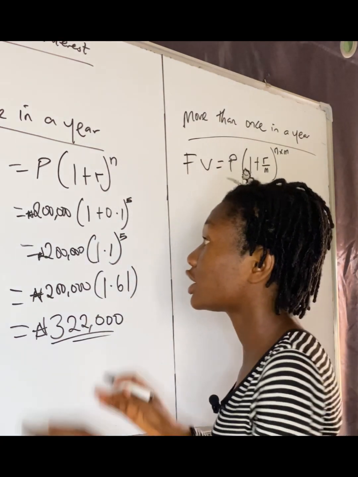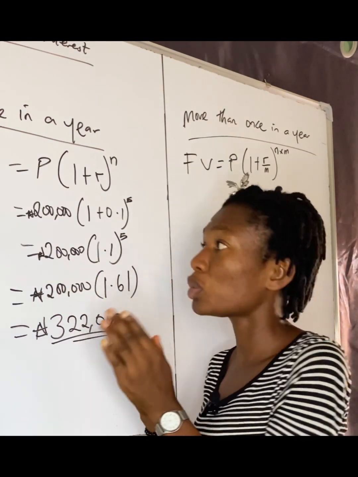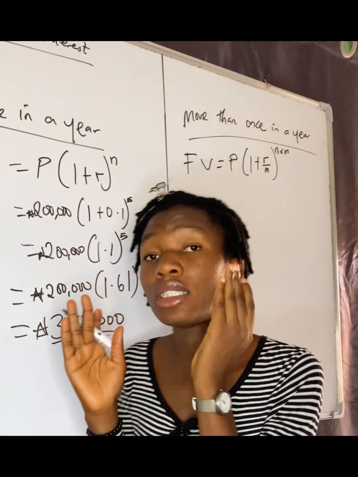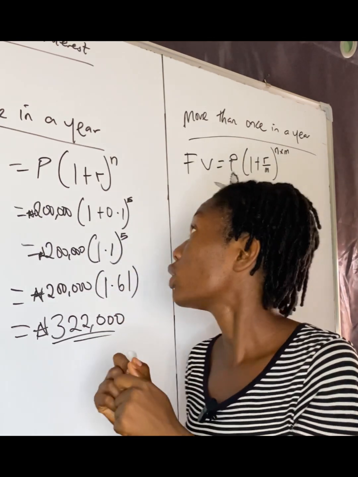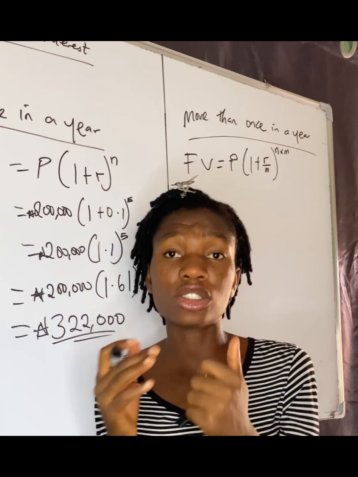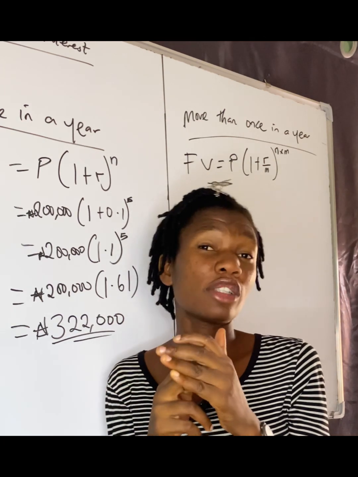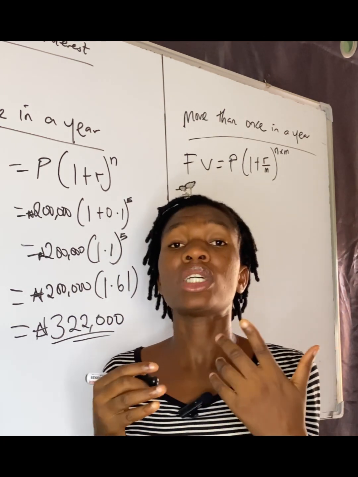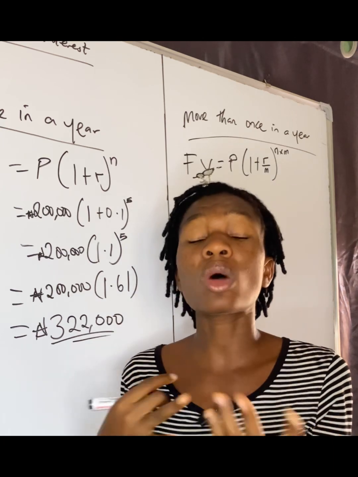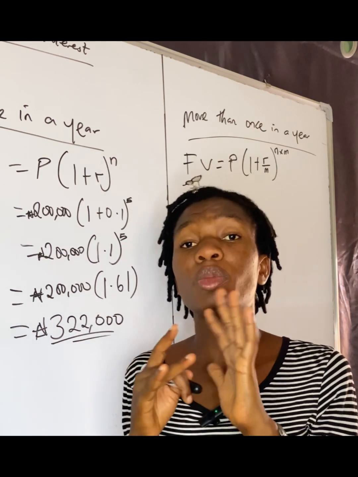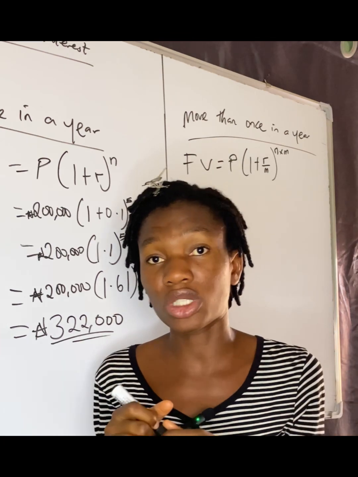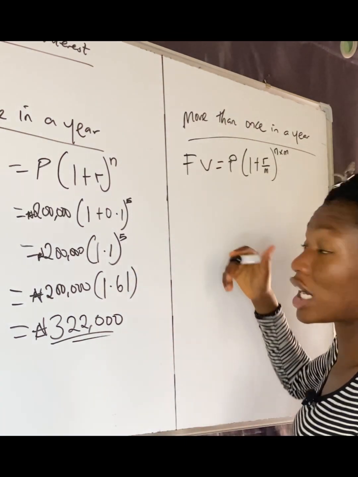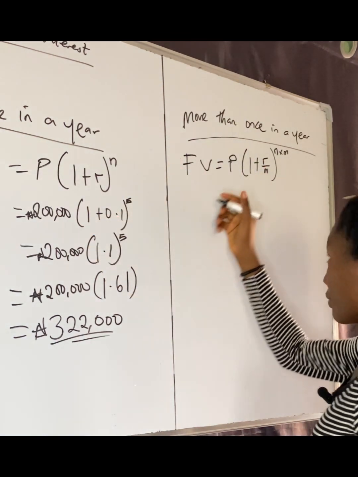Now let's still use this same illustration, where we are still investing 200,000 naira, or keeping it in the bank, and we are expecting a 10% interest rate, and want to keep our money for 5 years. But in this case, interest is to be paid to us twice in a year. Interest is to be paid half yearly, that is every 6 months. So let's substitute and see what our future value will be looking like in this case.